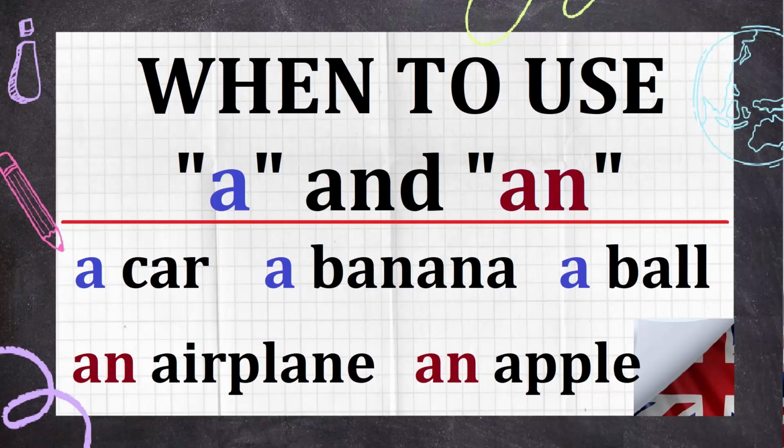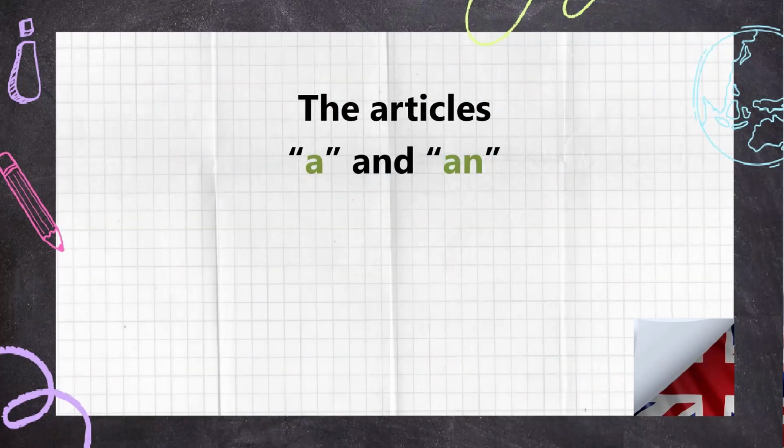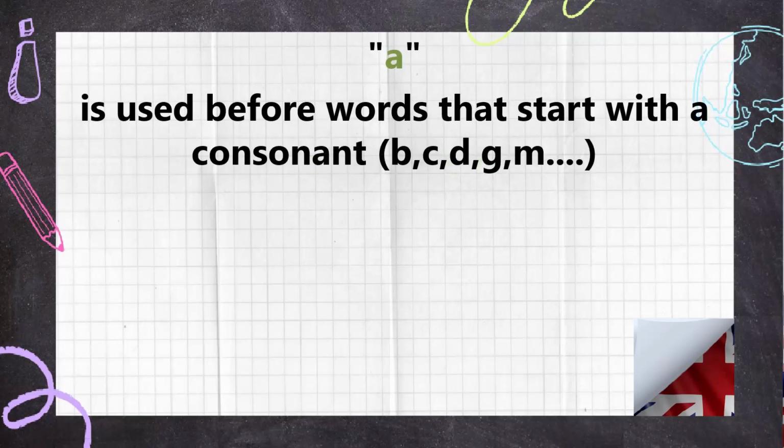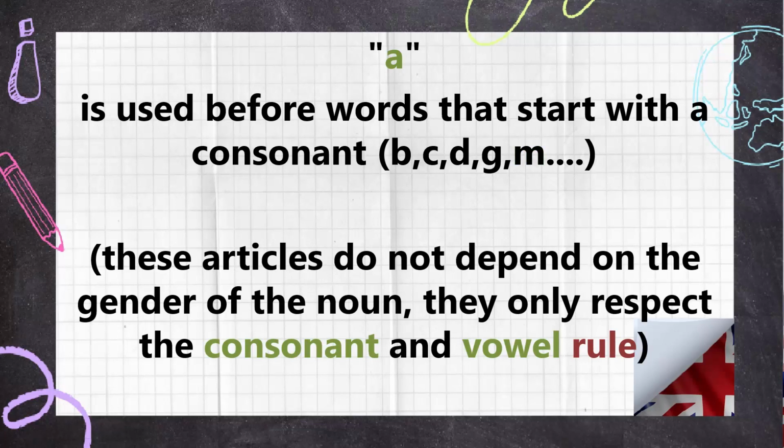In this video we're going to learn when and how to use the articles a and an. Let's start with a. It's used before words that start with a consonant. What are consonants? They are B, C, D, G, M, H, and so on. These articles, a and an, do not depend on the gender of the noun. They only respect the consonant and vowel rule, so we don't have to pay attention to the gender.